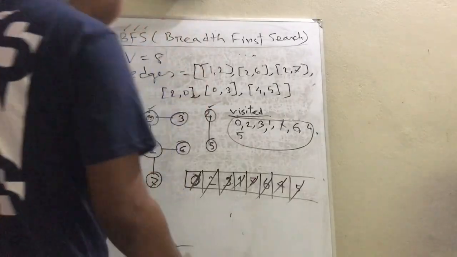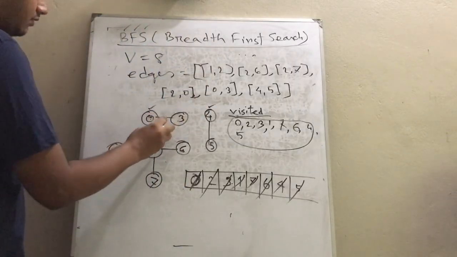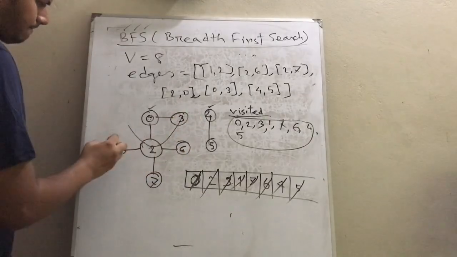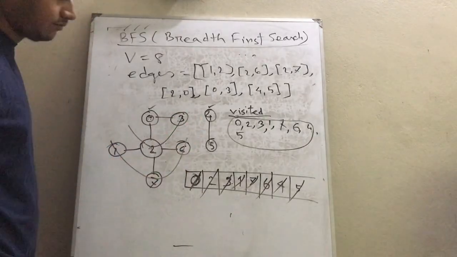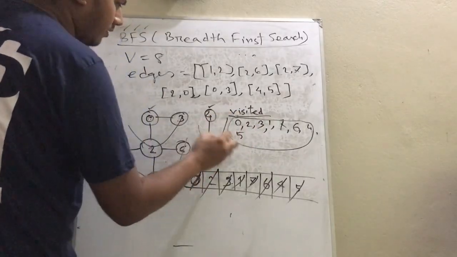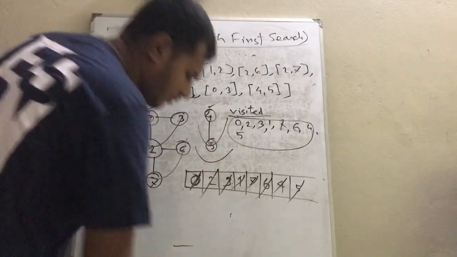We see the traversal is level-wise: first this, then this, and here level-wise. So this is breadth first or level-wise traversal.